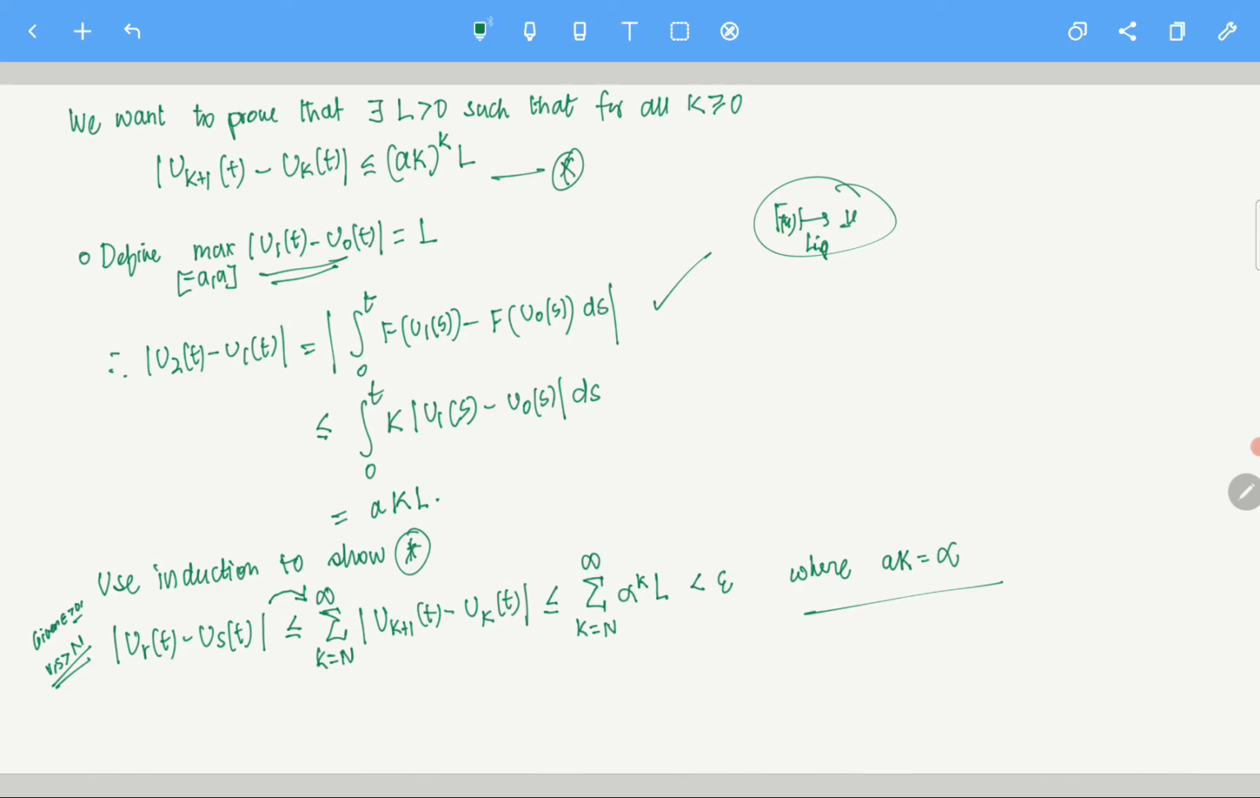It shows that basically, if you can make a_k power k times L sufficiently small, then essentially you have the Cauchy convergence. Okay, so that's what we are trying to achieve here.